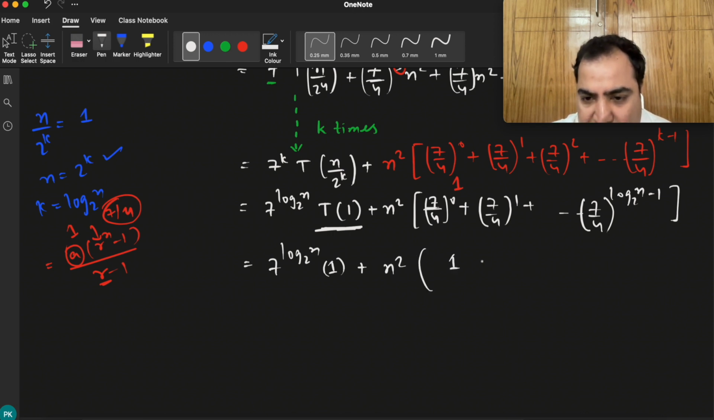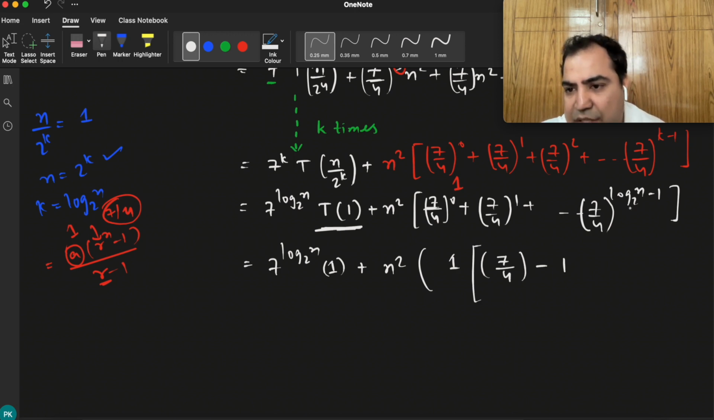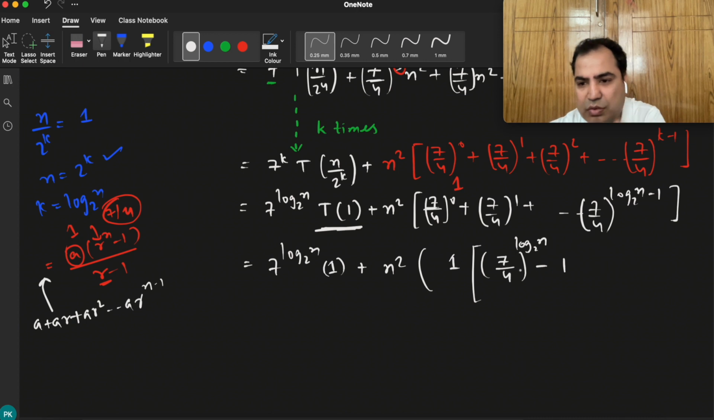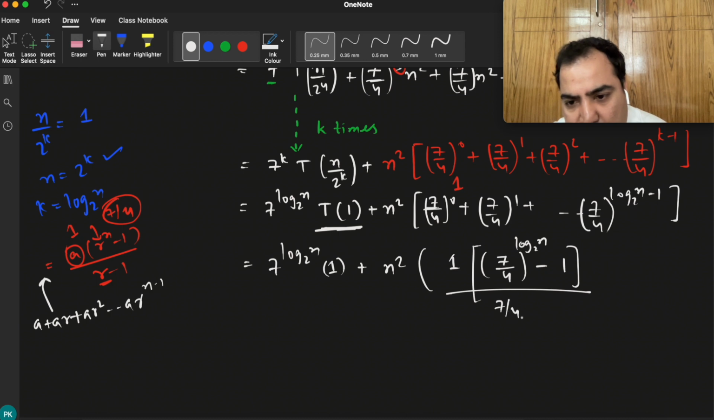A is 1, the first term, and R raised to power n, where R is 7 by 4, right? The power is how many times it has run. So this will become log 2n. This is the sum of A, AR, AR square, till AR to the power n, right? So this finite GP sum is this. The same thing I'm writing here, and this is divided by 7 by 4 minus 1.